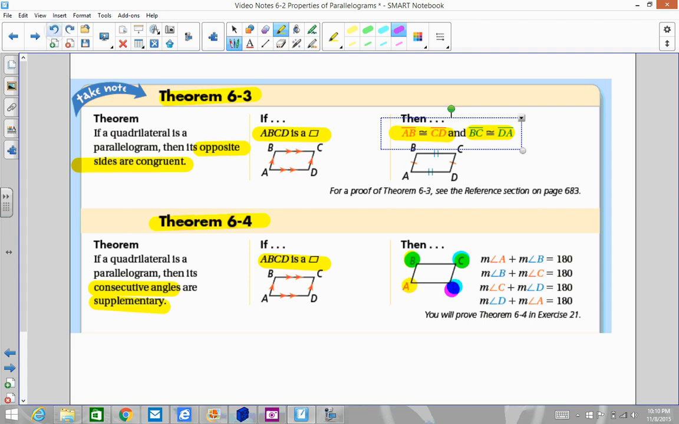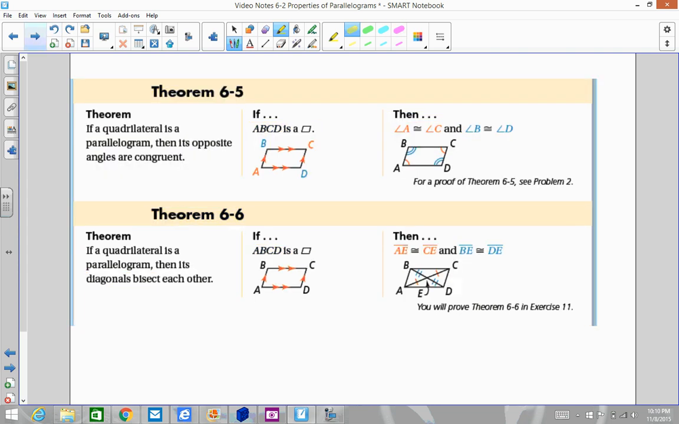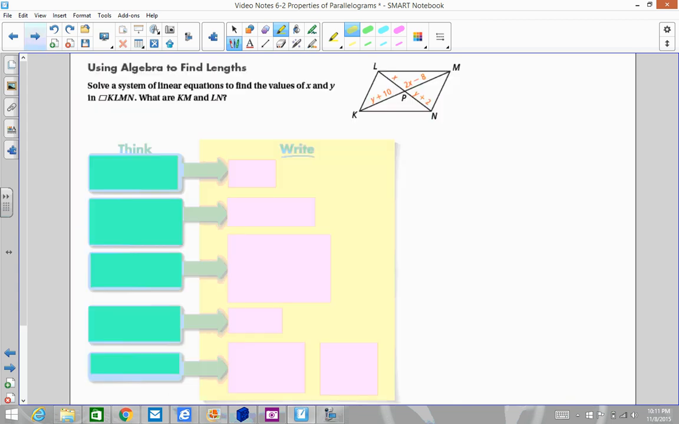Okay, so we got supplementary angles. So that's our next theorem. Here's our third theorem, which says that if you have a quadrilateral that's a parallelogram, then the opposite angles are congruent. So that means if we have this parallelogram, then B and D are congruent, and A and C are congruent. Opposite angles are congruent. And finally, our last theorem says that if you have a parallelogram, then the diagonals bisect each other. That means that if you have this parallelogram and you put diagonals in there, then these two parts are congruent and these two parts are congruent. All right, and so those are your properties of a parallelogram.